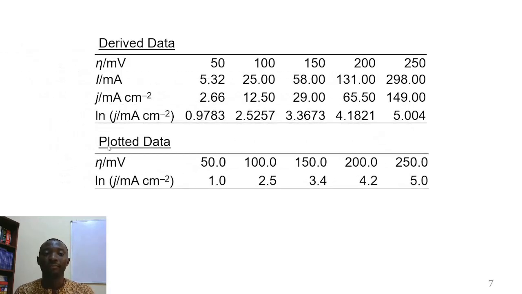So we pick the overpotential values and the J values. Of course, we haven't done anything with the overpotential values. That is, we haven't manipulated them. There is nothing we need to do about that except to plot them subsequently. We correct these values to 1 decimal place, and that gives 1, 0, 2.5, 3.4, 4.2, and 5.0.